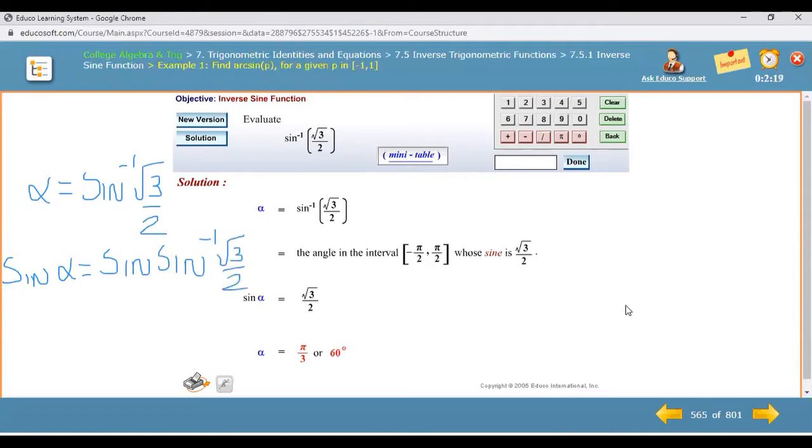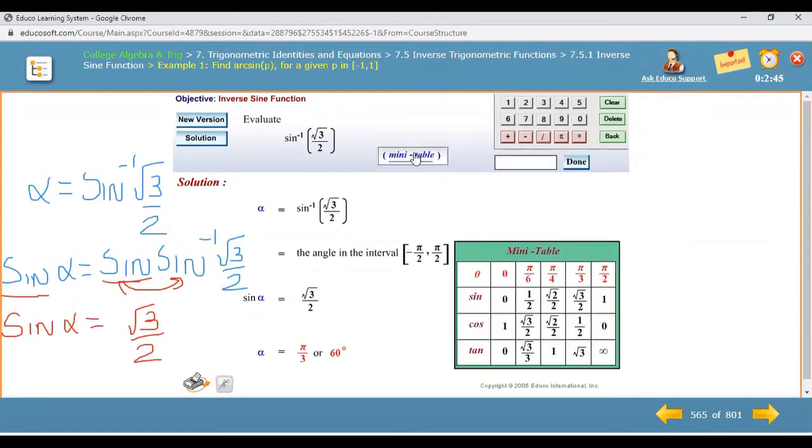Now this is the thing that I introduce from myself. On both sides, I introduce sine. Now this sine and sine inverse actually cancel out each other's effect, and we are left with sine alpha is radical 3 over 2. Check the mini table, radical 3 over 2. What is the alpha angle? Alpha angle is pi over 3. That is what I'm looking for. Alpha is pi over 3. Come on, let's try another question.